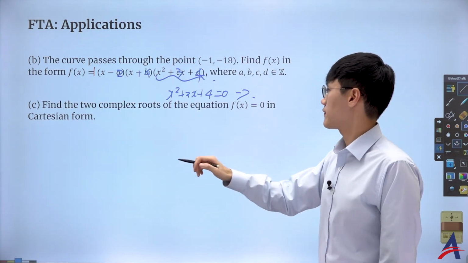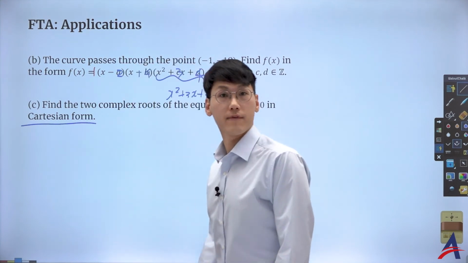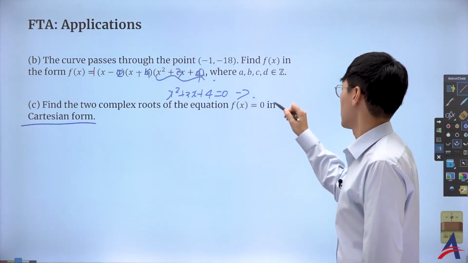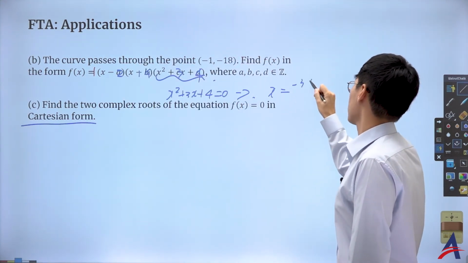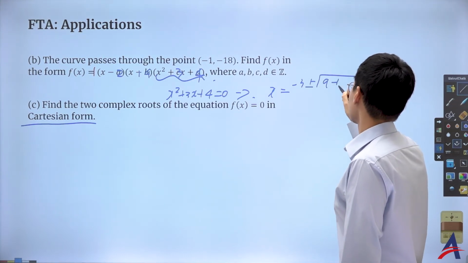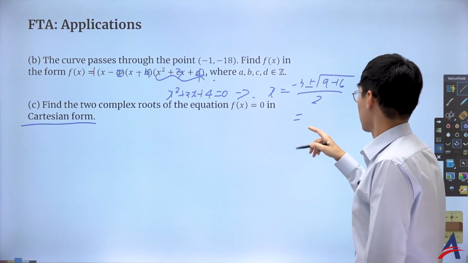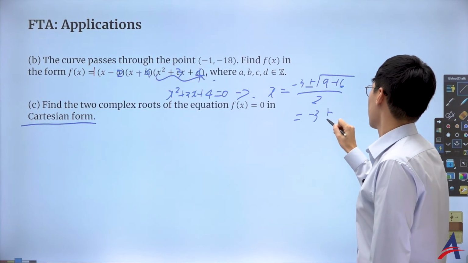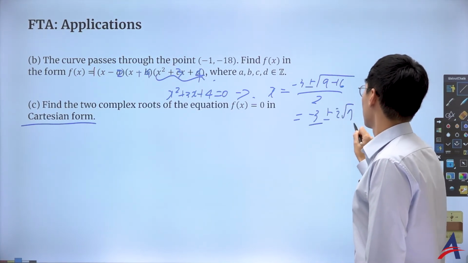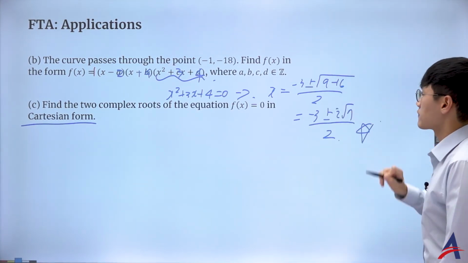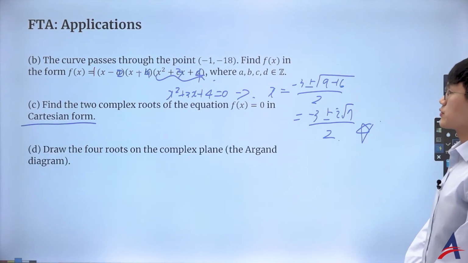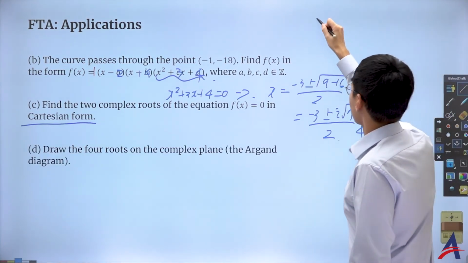So that's what they have asked me to find. Firstly, with the Cartesian form, so let's use it. So x is going to be (-3 ± √(9 - 16)) over 2. So that's going to be -3 ± i√7 over 2 is what I've got, okay? That's great. Now I should be able to indicate that on the Argand diagram.